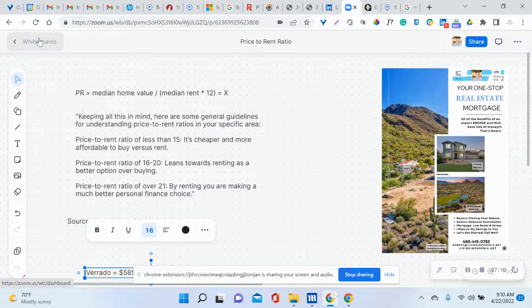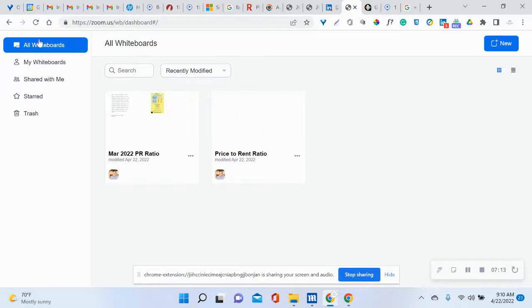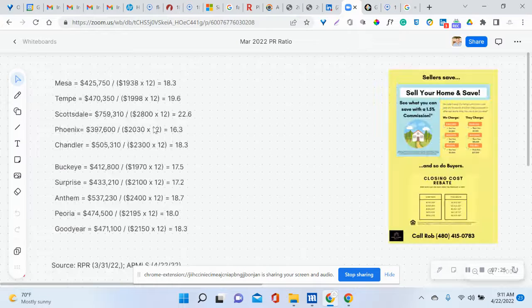All right, so what does the rest of the valley look like? I went ahead and checked out some of the cities where my partner and I have been doing business, both purchase, selling, and refinancing. Let's see what their quotients look like. You can see this top block here, Mesa through Chandler, that's pretty much the Southeast Valley. Mesa's at 18.3, so it's leaning towards renting.